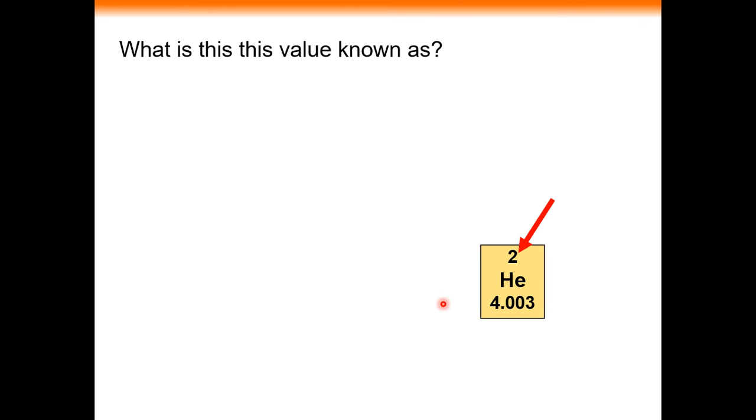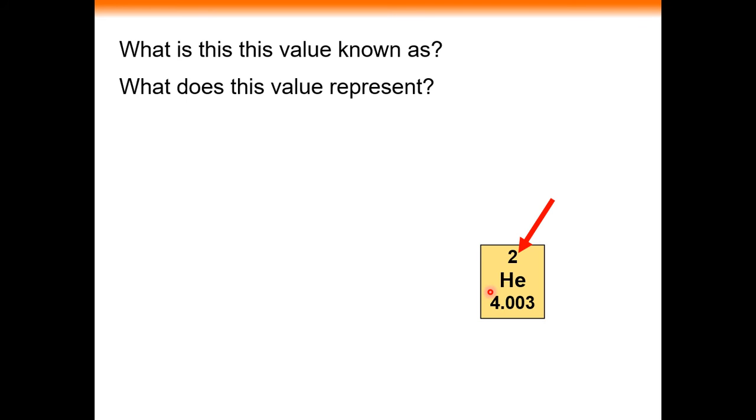So now another practice problem. What is this thing here, this 2? What do we call this value? That's known as the atomic number. What does it tell you, though? It tells you that this element, helium, has 2 protons. The atomic number 2 tells you this element has 2 protons.